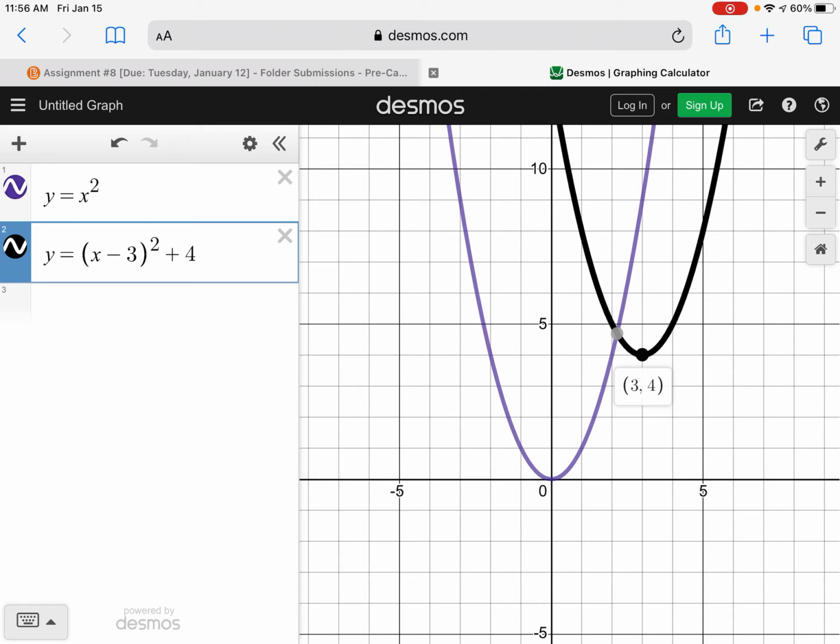You get the horizontal translation: it's the opposite of what comes after x. Your vertical translation is what is at the very end.